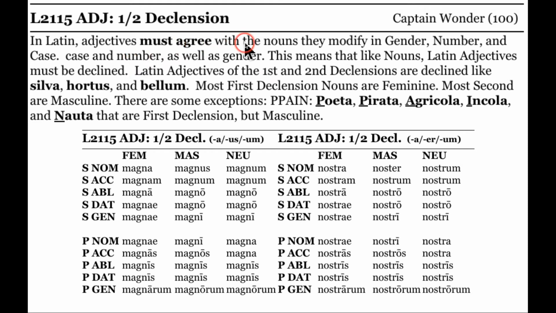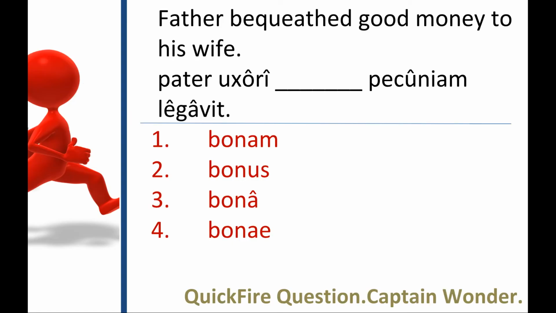All right, let's talk about the three-termination adjectives in depth. They follow first and second. Three termination means they have three endings: magna, magnus, magnum. Older glossaries, or most glossaries, will list them in the masculine form for some sexist reason. I don't know why. When really it should be first declension first, so it should be with an a. Remember the pipe nouns, poeta, parata, agricola, incola, and nauta are first declension but masculine.